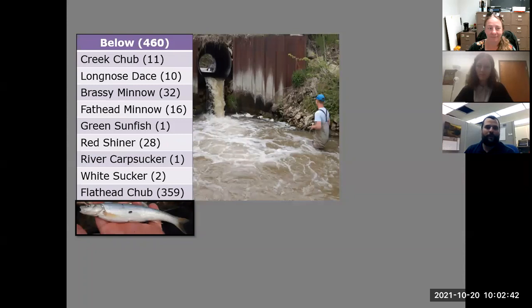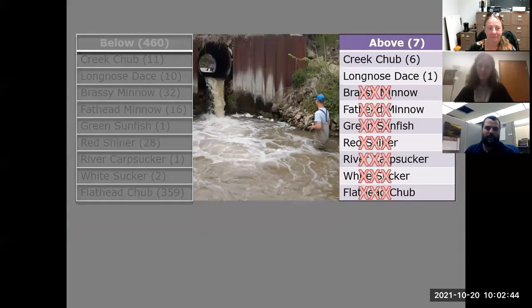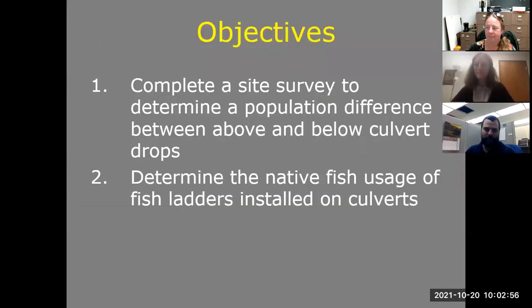There were so many. And then we go and we sample above this culvert in the same stretch of stream, 150 meters, and we only sample 7 total fish with 2 species. So our objectives that we determined were, 1, to complete a site survey to determine the population difference between above and below culvert drops, and 2, determine the native fish usage of fish ladders installed on these culverts.